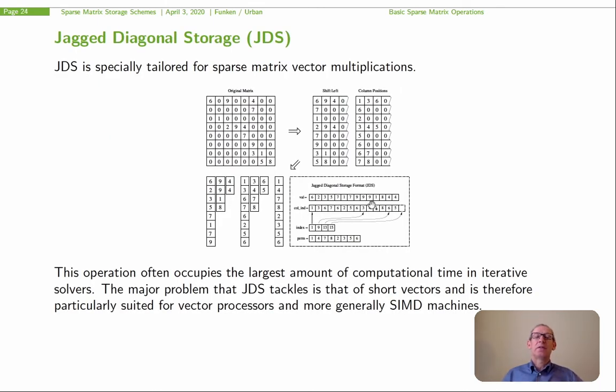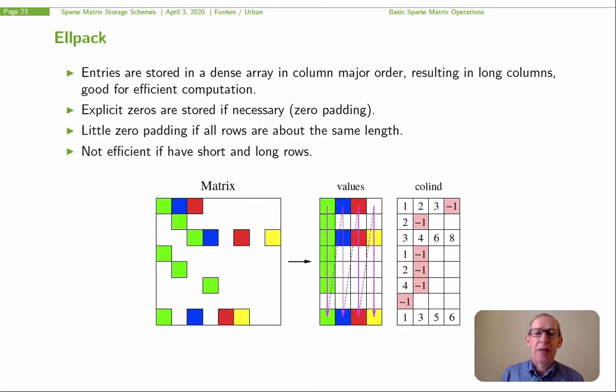So another well-known storage scheme is the jagged diagonal storage. It's a modification of the ELLPACK format. Here we see there's a lot of zeros in between, which is not a real advantage.